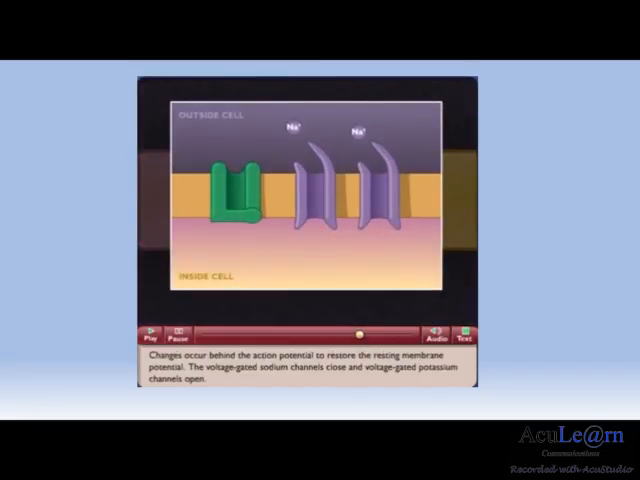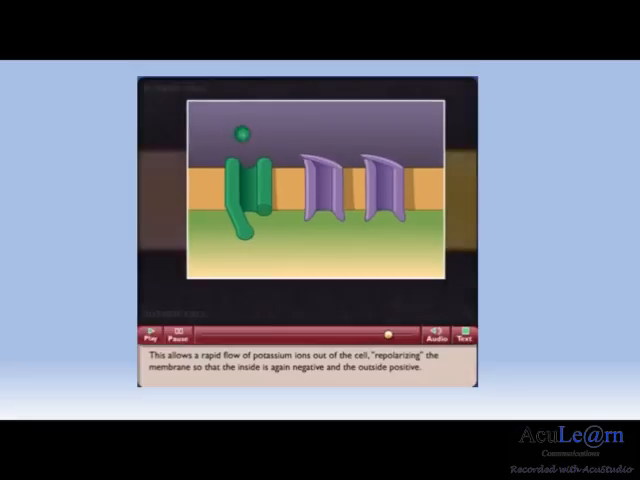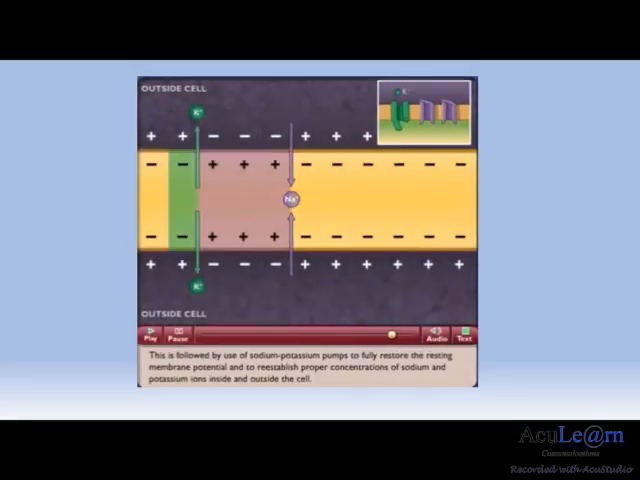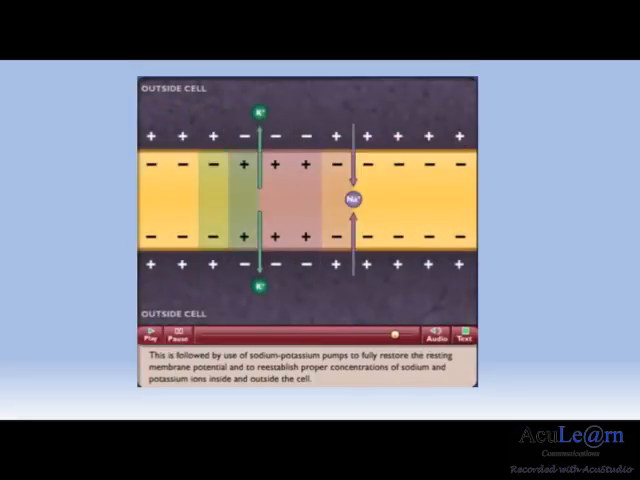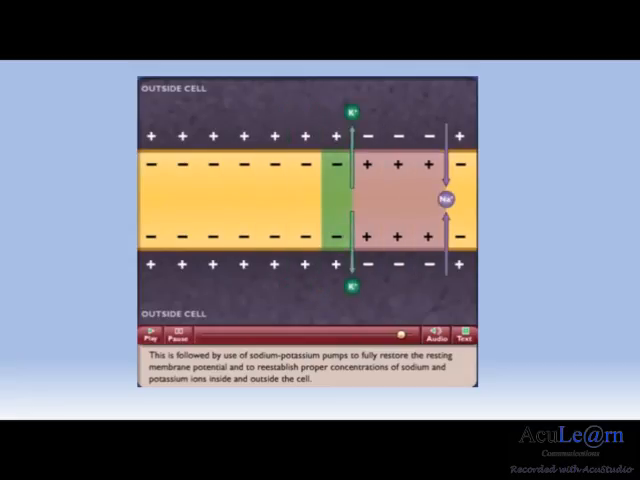Changes occur behind the action potential to restore the resting membrane potential. The voltage-gated sodium channels close and voltage-gated potassium channels open. This allows a rapid flow of potassium ions out of the cell, repolarizing the membrane so that the inside is again negative and the outside positive. This is followed by the use of sodium-potassium pumps to fully restore the resting membrane potential and to reestablish proper concentrations of sodium and potassium ions inside and outside the cell.